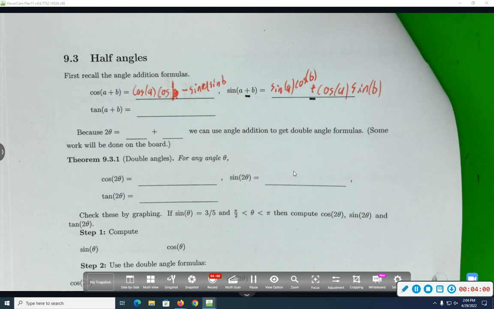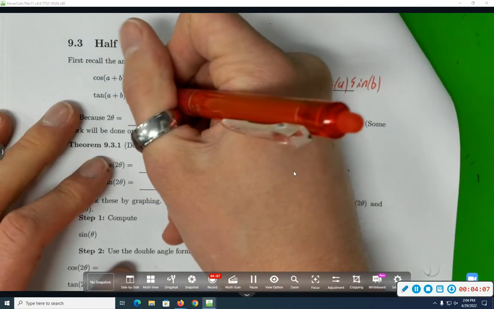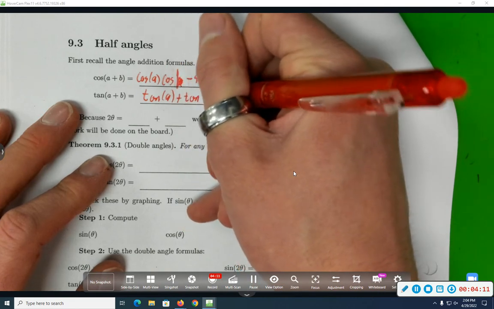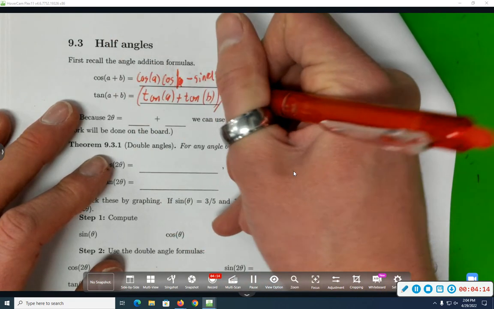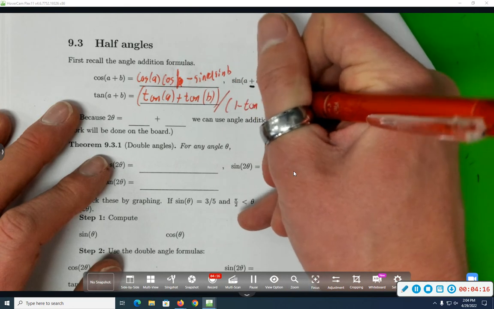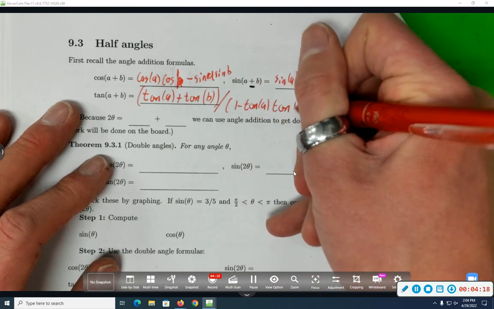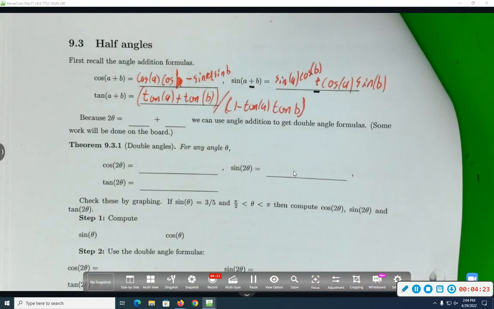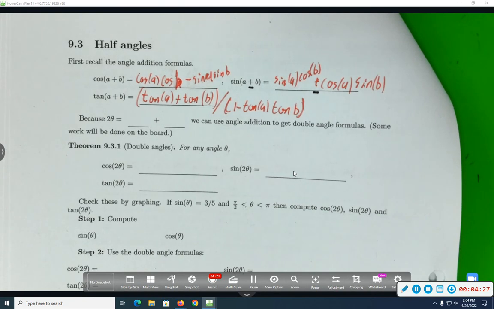Cool. Tangent A plus tangent B over 1 minus tangent A times tangent B. All right, so let's see. By a show of hands, without consulting your notes, how many people aced that fake pop quiz? How many people got a passing grade on that fake pop quiz?